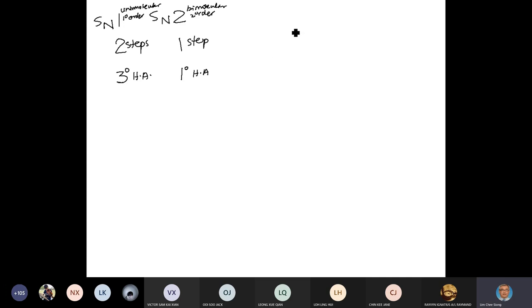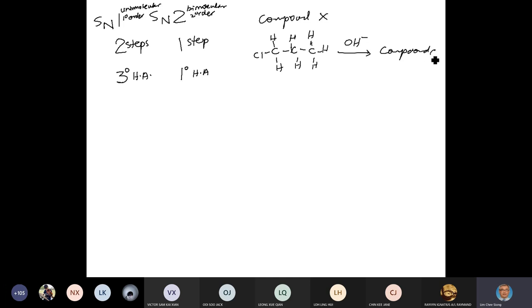Get it? Okay, so for example, the question started here. Compound X, with the molecular formula here, undergoes reaction with OH negative to form a new compound, which is compound C. Yeah, this is compound X. Then afterwards they will ask you to show the mechanism. Normally I will ask you based on the mechanism, or I will ask you about the rate law.